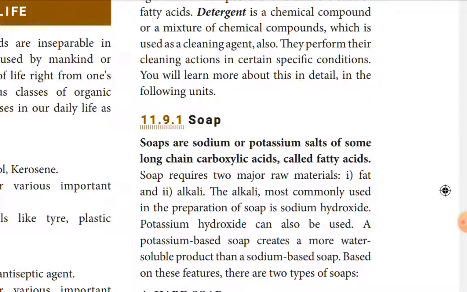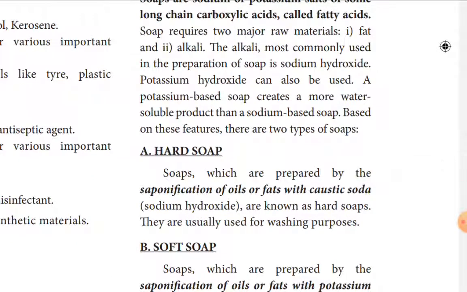The alkali most commonly used in the preparation of soap is sodium hydroxide. Sodium hydroxide or potassium hydroxide can be used, but potassium hydroxide based soap creates a more water soluble product compared to sodium based soap. Potassium based soaps are used for bathing and sodium based soaps are used for washing. So there are two types of soap because of the different kinds of alkali, potassium hydroxide and sodium hydroxide.